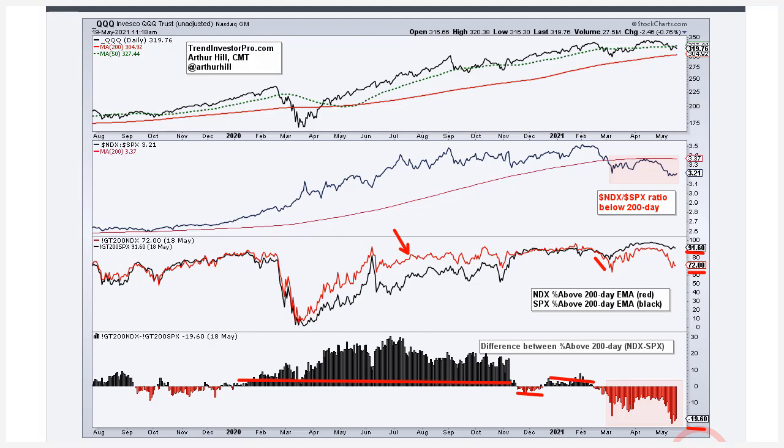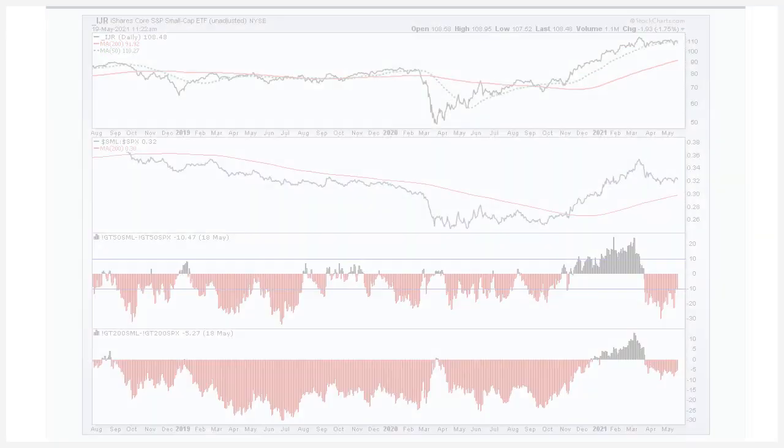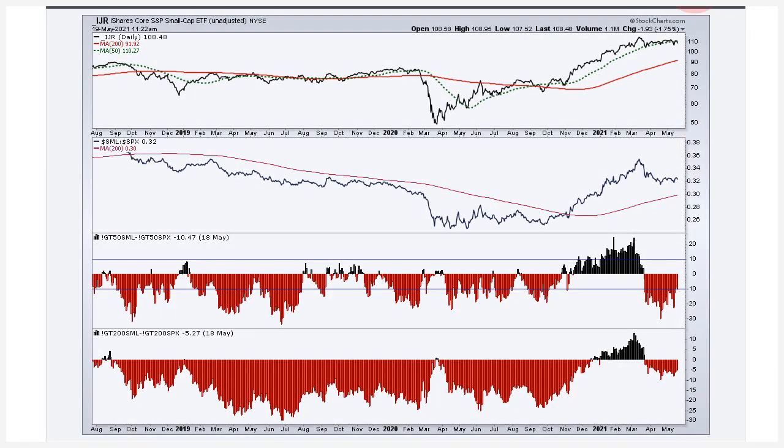But right now, clearly, the Nasdaq 100 is the laggard of the two in both price terms with this ratio and breadth terms with these indicators. We've also got some issues with small cap breadth relative to large cap breadth. So here we have IJR, the S&P 600 iShares, and then we've got the ratio of the small cap index, SML, to the S&P 500.